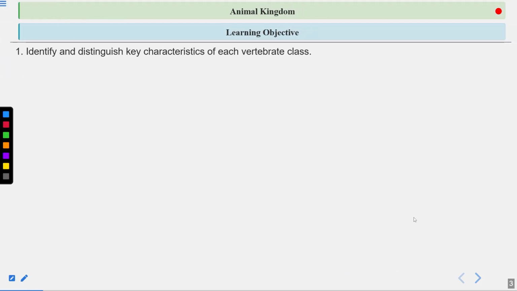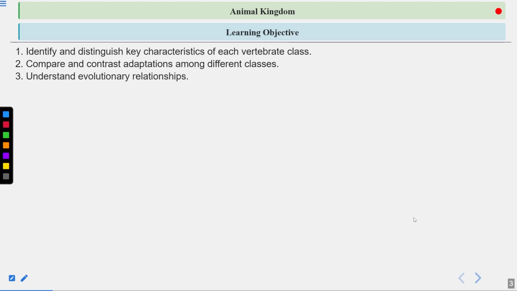So today's session learning objective: identify and distinguish key characteristics of each vertebrate class. By having today's lecture, you will be able to distinguish the key characteristics of vertebrate classes. Compare and contrast adaptations among the different classes. Okay, you can compare what are the adaptations that animals follow in different classes.